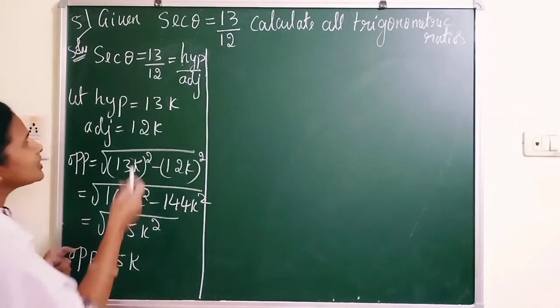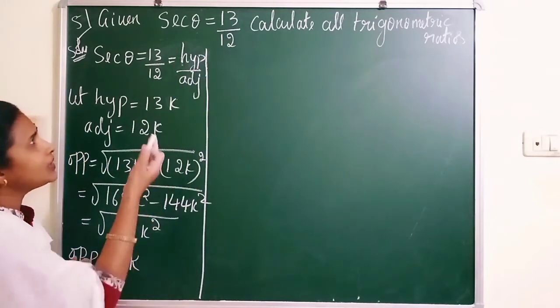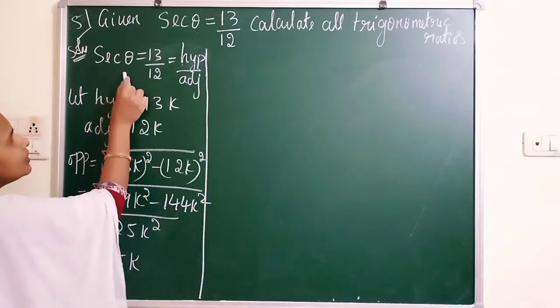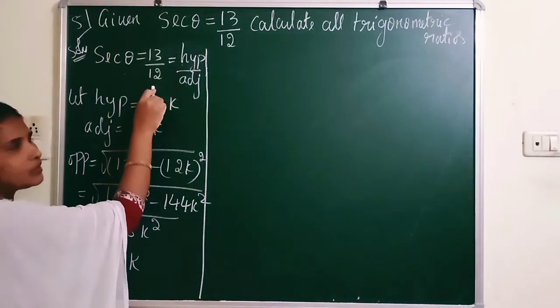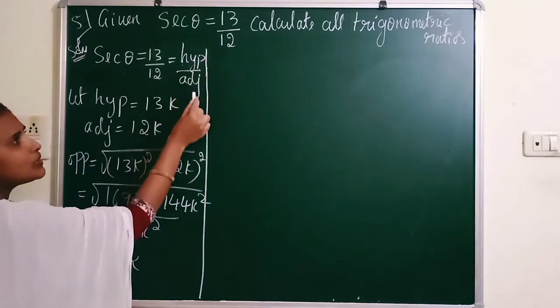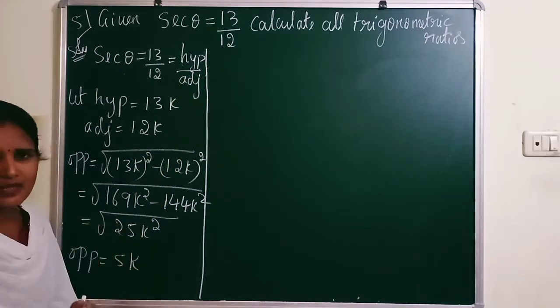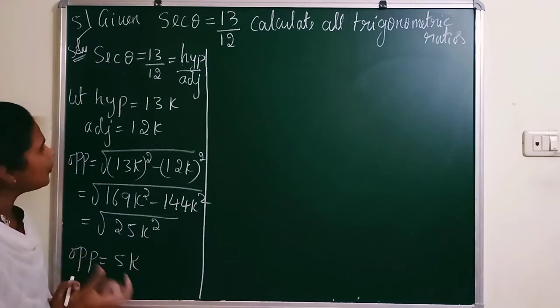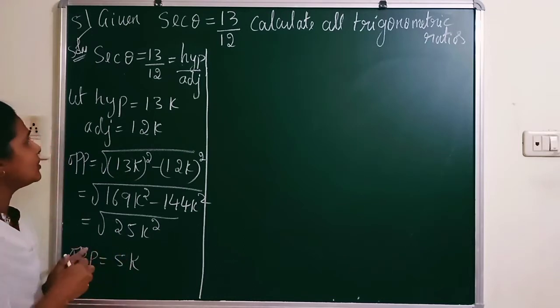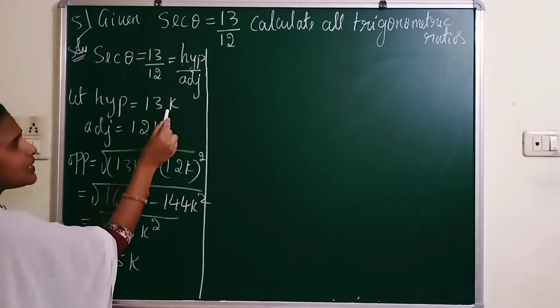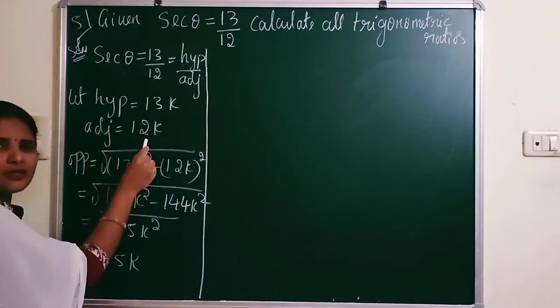So as usual, instead of the English alphabet, he has given a Greek letter. Secant theta equals 13 by 12. So what is secant? Hypotenuse by adjacent. When secant is hypotenuse by adjacent, one is missing. What is that? Opposite. So I have to find the opposite. Let us consider hypotenuse as 13k, adjacent as 12k.